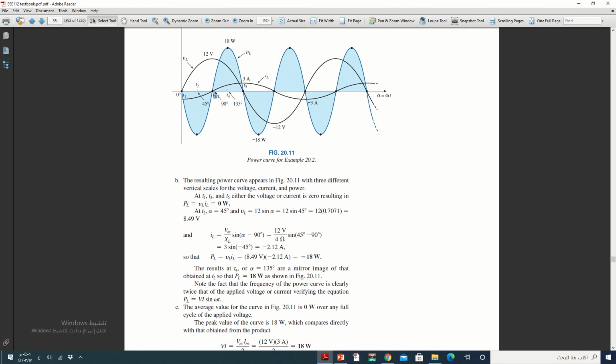T3, it's clear that it will be 0. T5 will also be 0, since the voltage is 0. T4, the angle will be 135. Substitute in the formula, and you will get 18 watt.